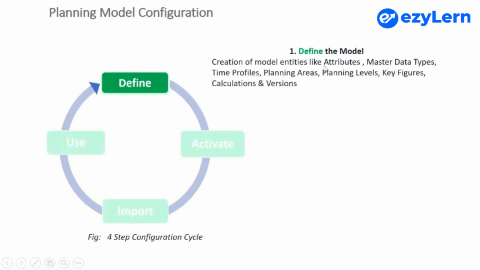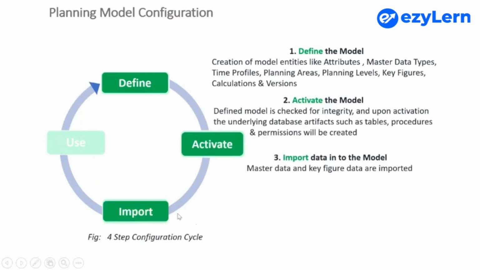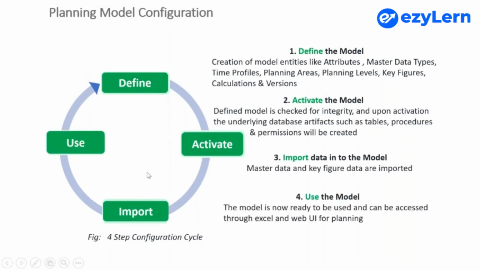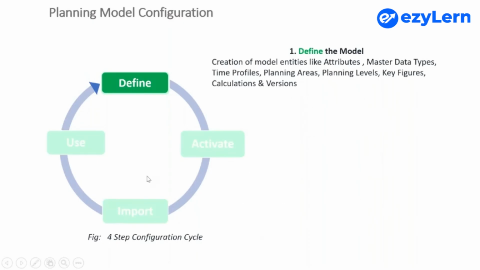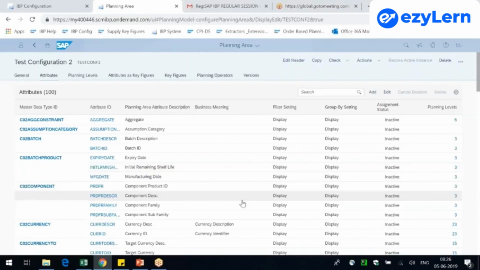First define the model. I defined the model and took a copy of it. Now I'm activating it. Then I load some location master data and resource master data. But we'll continue with this, and then again we define our maintenance jobs and all those master data.